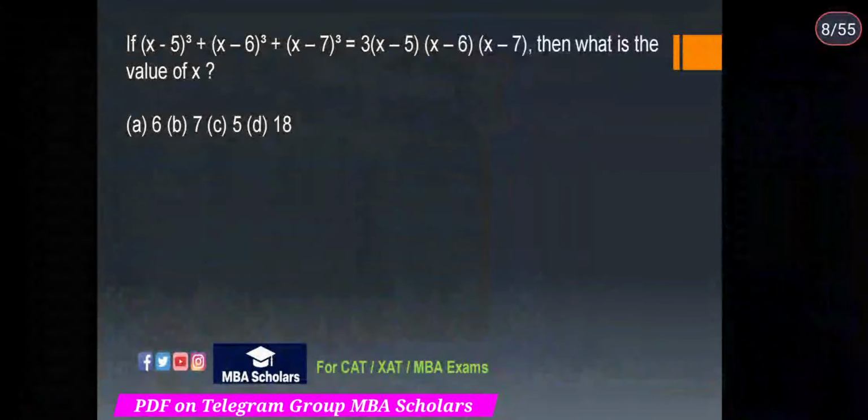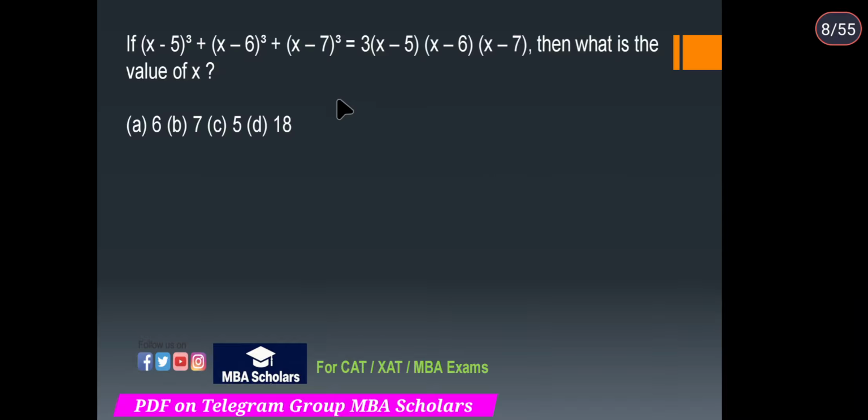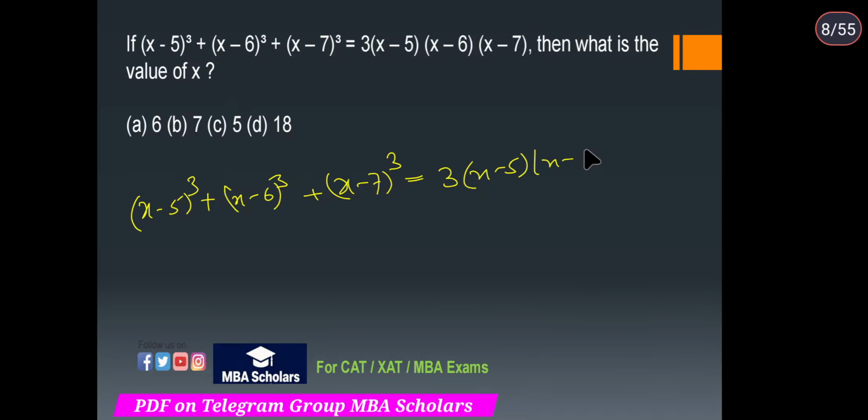Let's move ahead, friends. We have another question, which is also a good question. (x minus 5) whole cube plus (x minus 6) whole cube plus (x minus 7) whole cube equals thrice (x minus 5)(x minus 6)(x minus 7). So there is one important relation you must know: a cube plus b cube plus c cube minus 3abc.